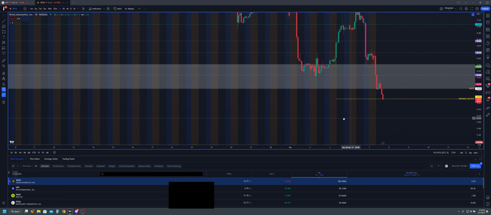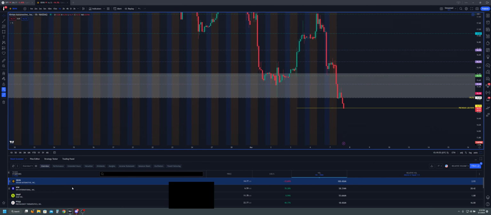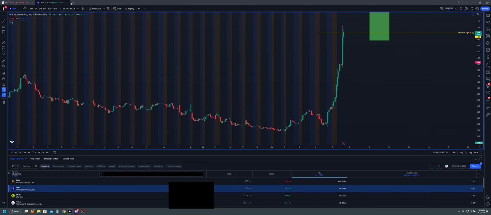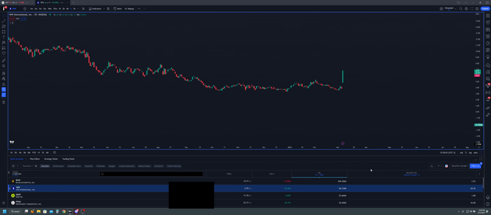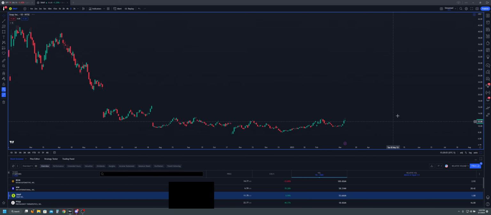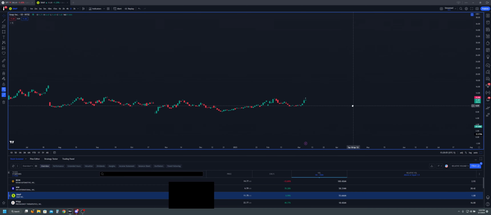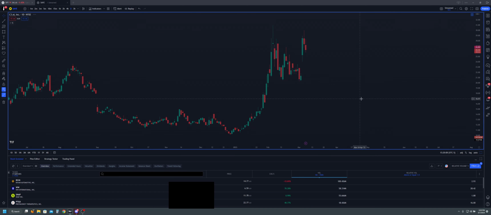Right here is about to break. I don't know why Rivian's down. I gotta find a better example though, one that I can show you with targets. Was it Snap?